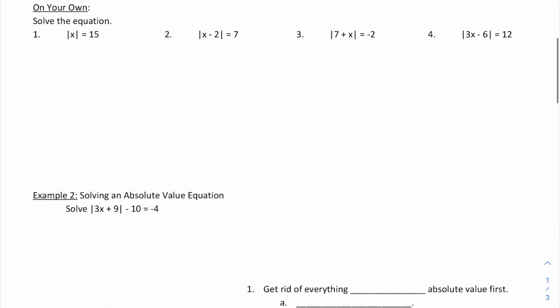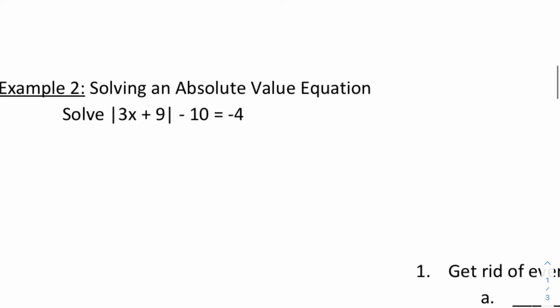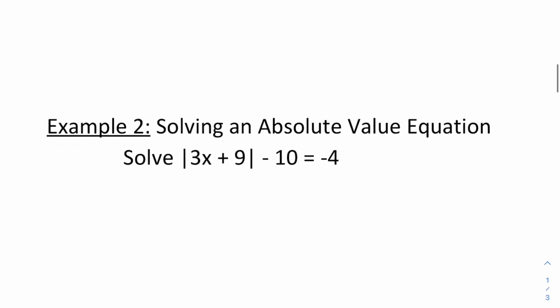Moving on, example number 2, solving an absolute value equation. So let's take a look at this one. So I have the absolute value of 3x plus 9, minus 10, equals negative 4. You're like, oh, easy, this is no solution. But it's not this easy. Why? Because you have to get rid of this first. Okay, so you have to add plus 10, plus 10. So now I have the absolute value of 3x plus 9 equal 6. Now I can solve it.